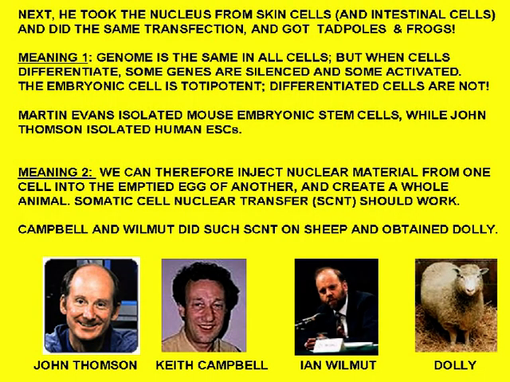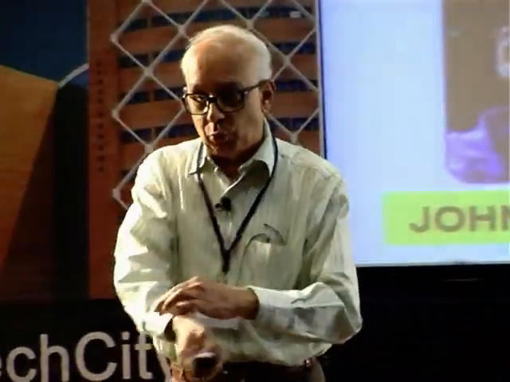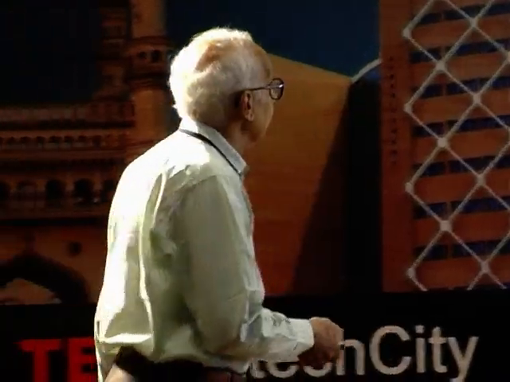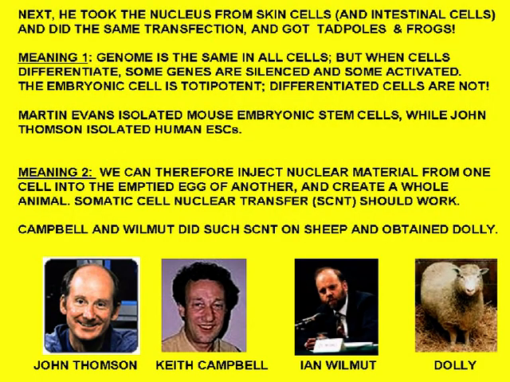The second meaning of that is we can therefore inject nuclear material from one cell into the emptied egg of another cell and create a whole animal. This is no longer male cells and female cells, no longer sperm cells and egg cells. Remember, this is really somatic cells, one that I can pick up from my skin or whatever. And that is therefore referred to as somatic cell nuclear transfer.